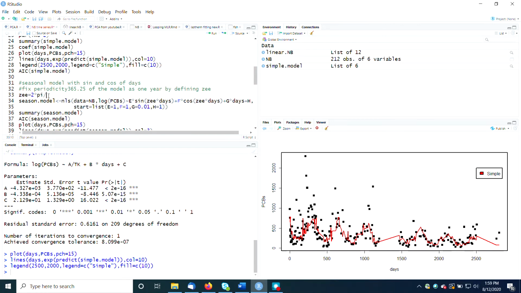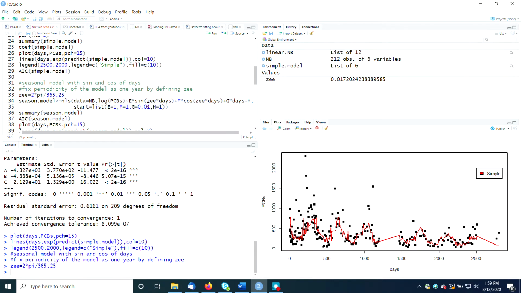I hate that. This sets your periodicity to exactly 1 year. Okay, so we're going to define this thing that I'm calling Z, Z-E-E. And by putting it here in my model, I'm saying that I'm going to use both the sine and the cosine of the number of days multiplied by Z, just to see whether there are different things going on here. And the coefficient, E or F in this case, will decide when the maximum is. What day during those 365 days represents the maximum day?